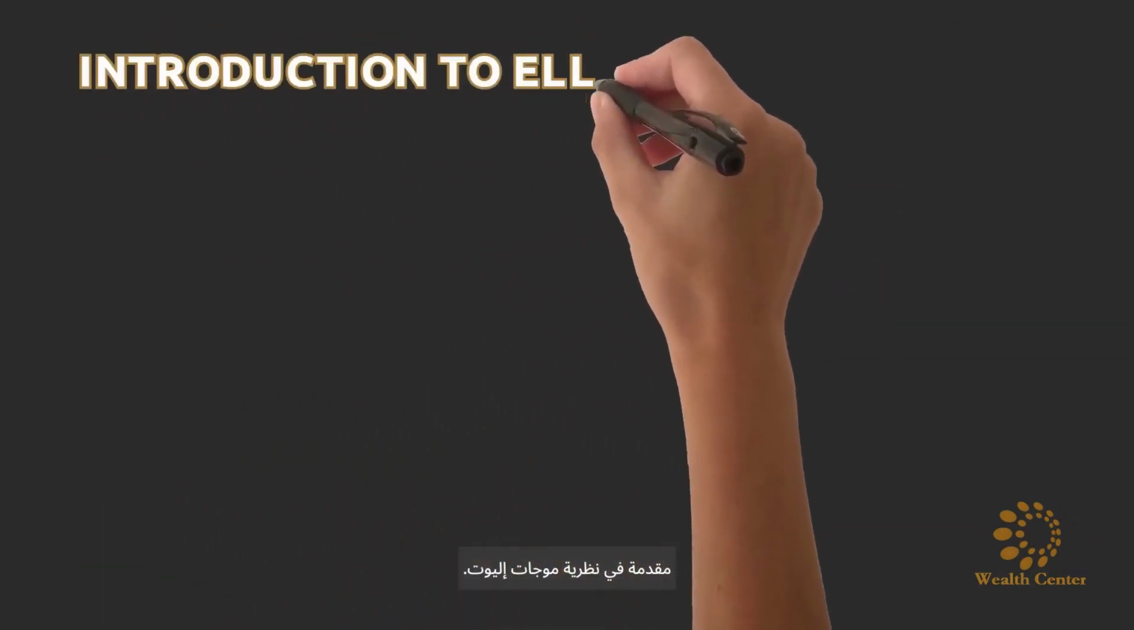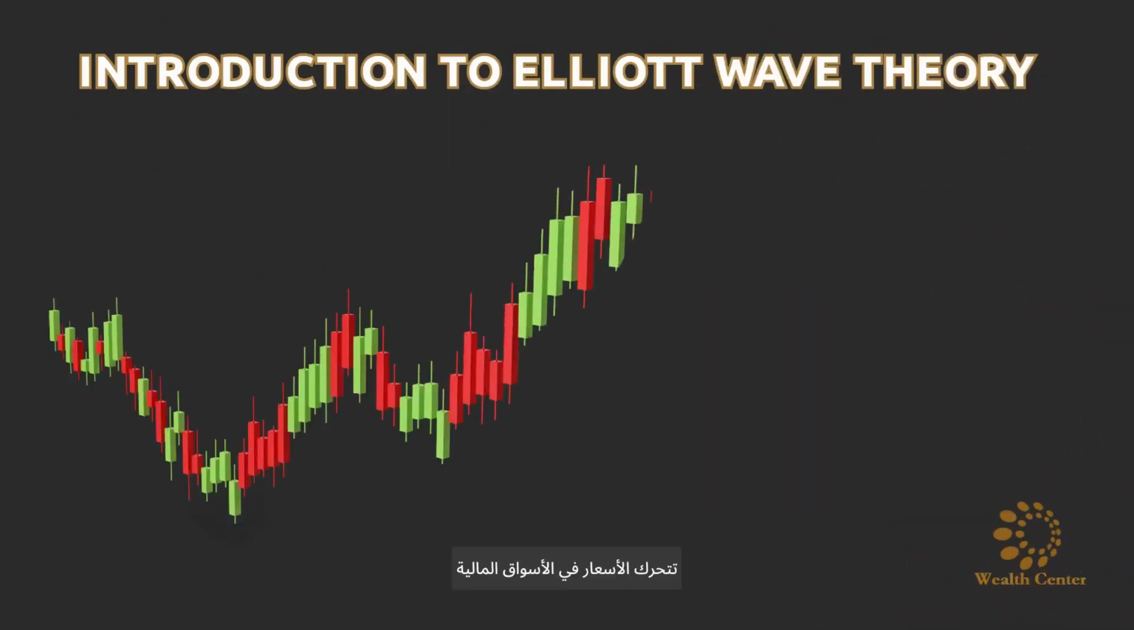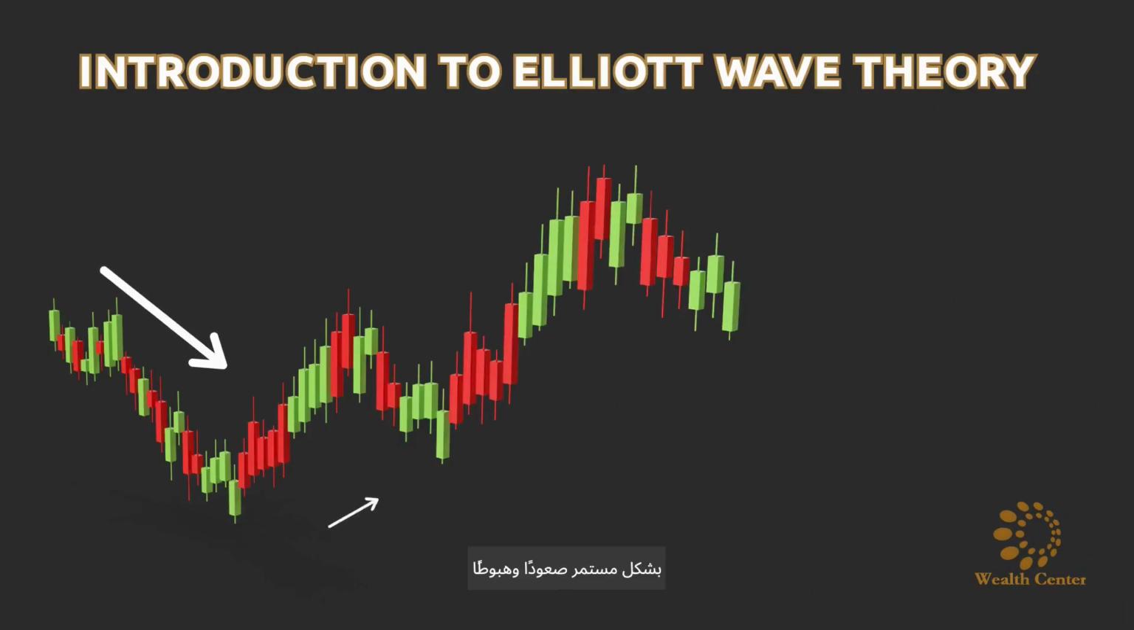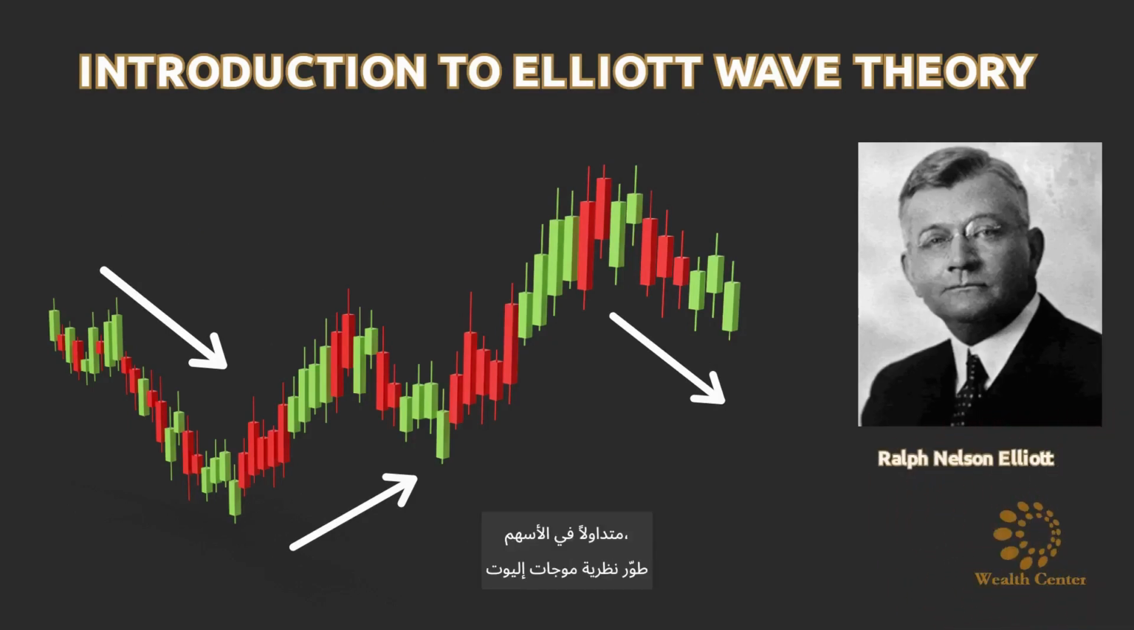Introduction to Elliott wave theory. The prices in the financial markets continuously move up and down in repeated patterns that are called waves. Ralph Nelson Elliott was a stock trader who developed the Elliott wave theory back in the 1930s. The theory is very comprehensive and requires time and experience to master.